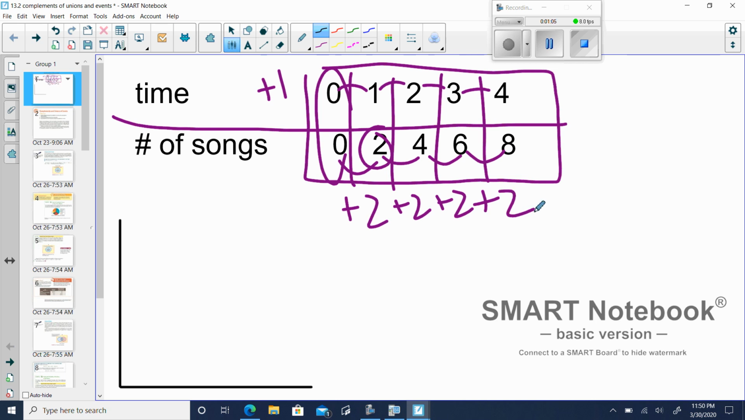So if we are adding or subtracting the same value, then we have a linear function right there that we're working with. And not only do we have a linear function, we have the specific slope or rate of change for this function. So the rate of change right here is 2. And what that tells us is that for every minute, his rate of change is 2 songs. So what is the rate of change? So the rate of change, our M, is 2, but that's in songs per minute.